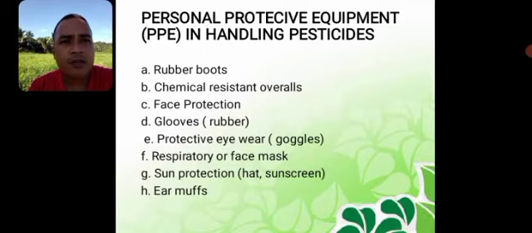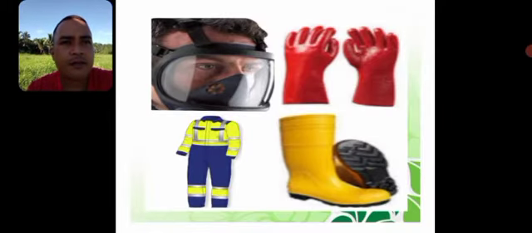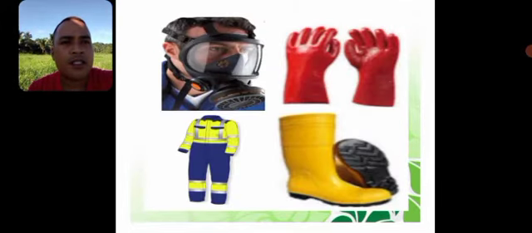Letter A, rubber boots. B, chemical resistant overalls. C, face protection. D, gloves or rubber. E, protective eyewear or goggles. F, respirator or face mask. G, sun protection, hats or sunscreen. Letter H, hairnets. These are the pictures of the equipment. This one. And these four pictures are in the video that I sent to you already.